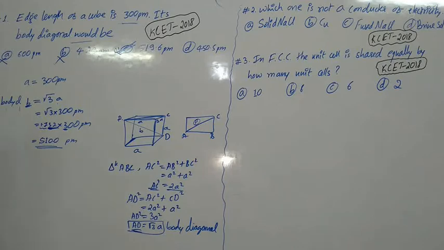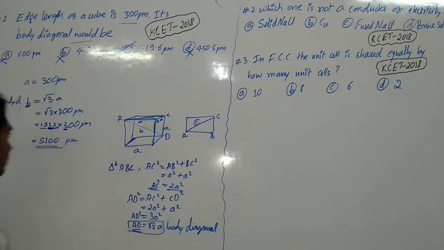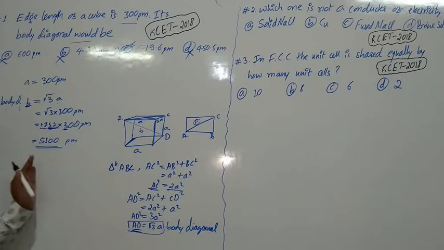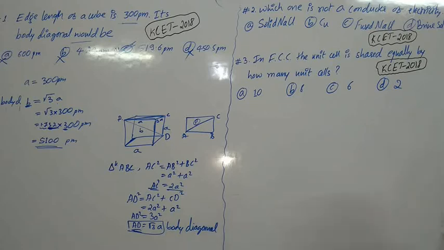I can take it as our answer. Okay, this is our correct answer. Here it is also not our answer. So by simple methods you can solve the problems very easily. Okay, next, come to the next problem.